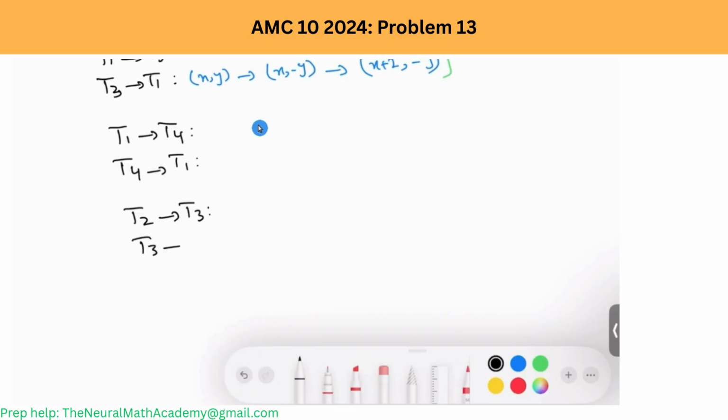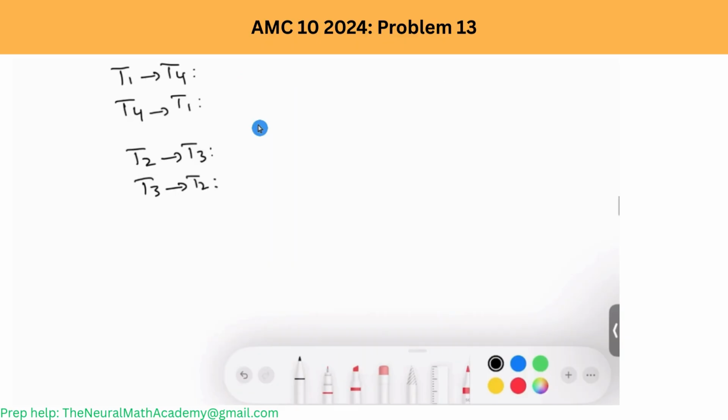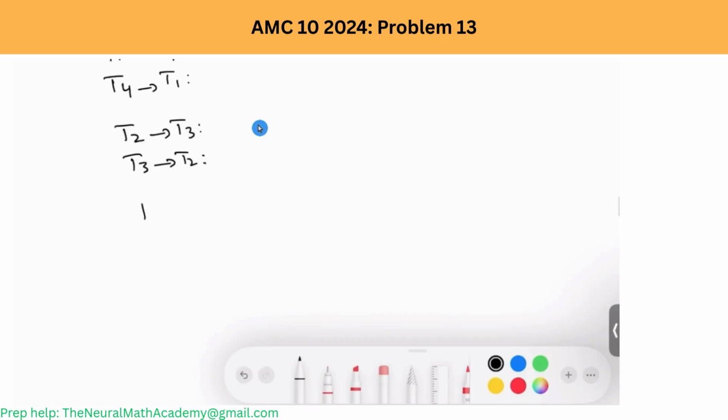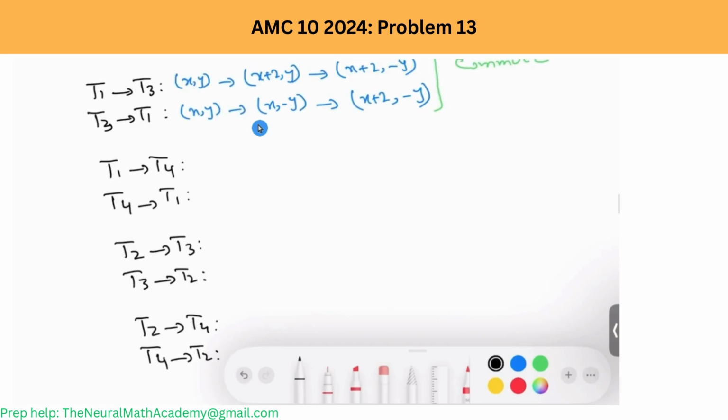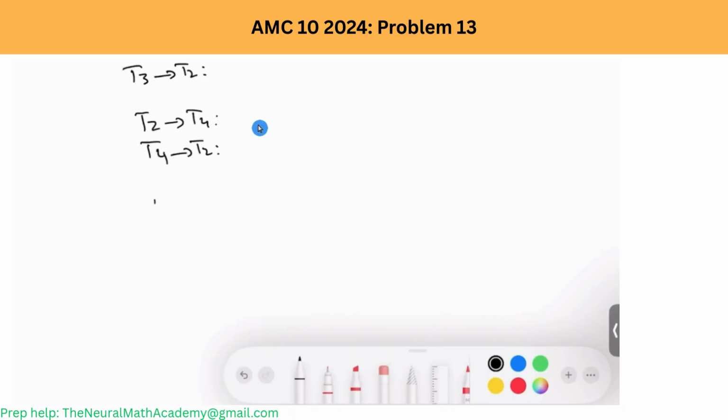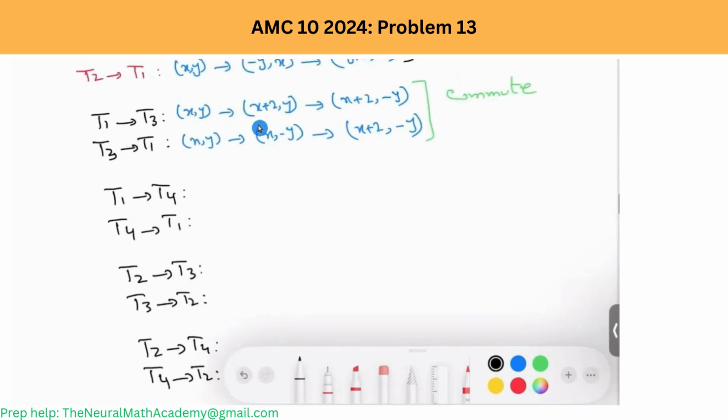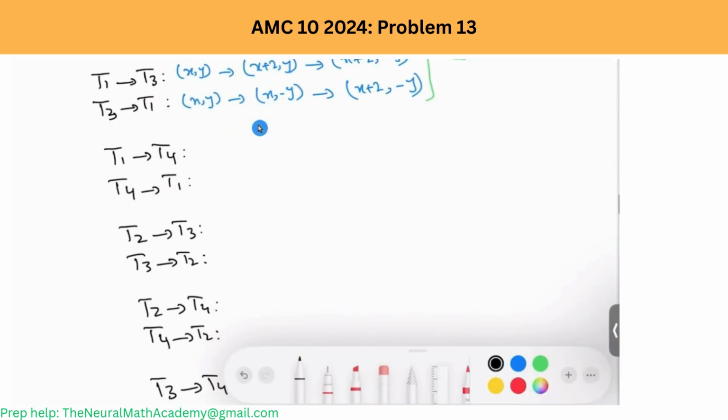And then you'll also check T2 to T4 and T4 to T2. And how many pairs we have? We have 5 pairs, so then the remaining pair is now we will check T3 to T4 and also T4 to T3. So these are all the pairs that you have to check.